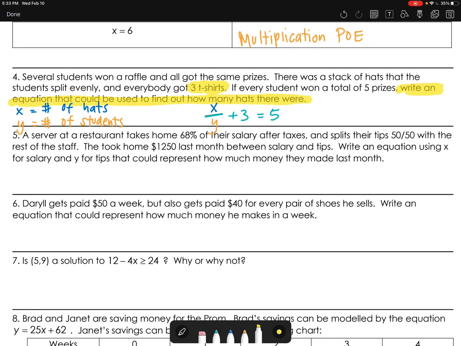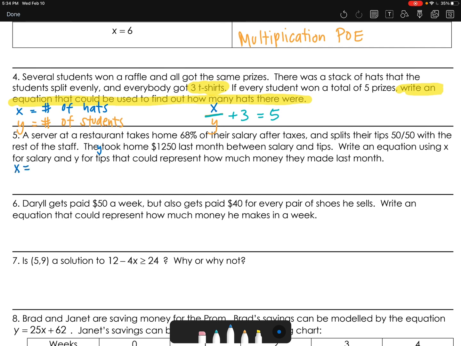Okay, number 5. A server at a restaurant takes home 68% of their salary after taxes and splits their tips 50-50 with the rest of the staff. They took home $1,250 between salaries and tips. Write an equation using X for salary and Y for tips that could represent how much money they made last month. Oh, so it already tells us our variables.